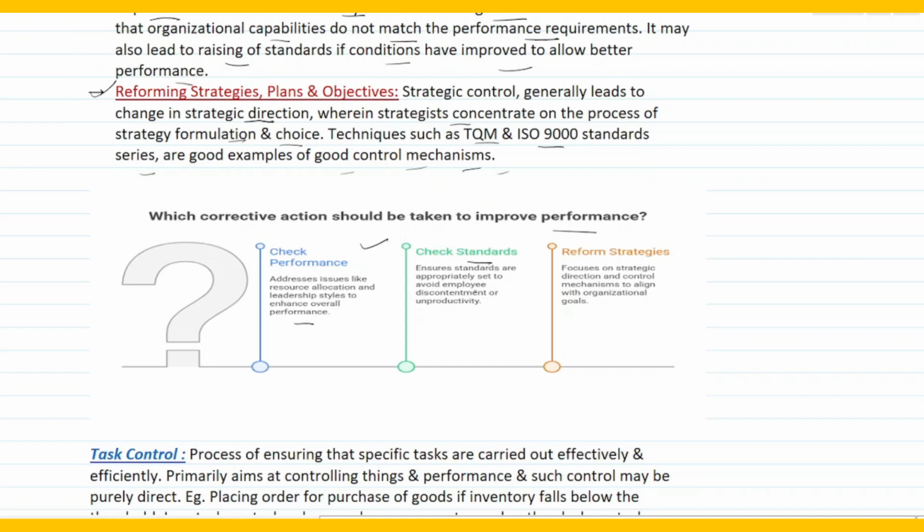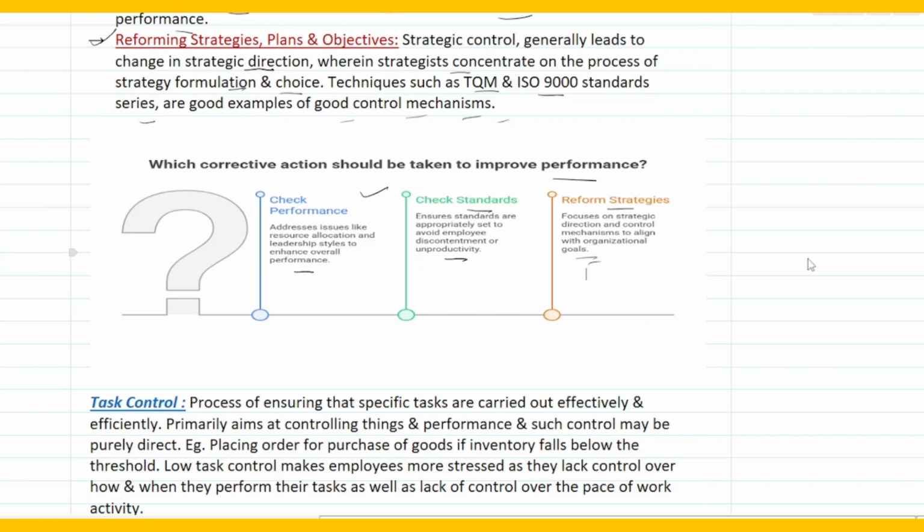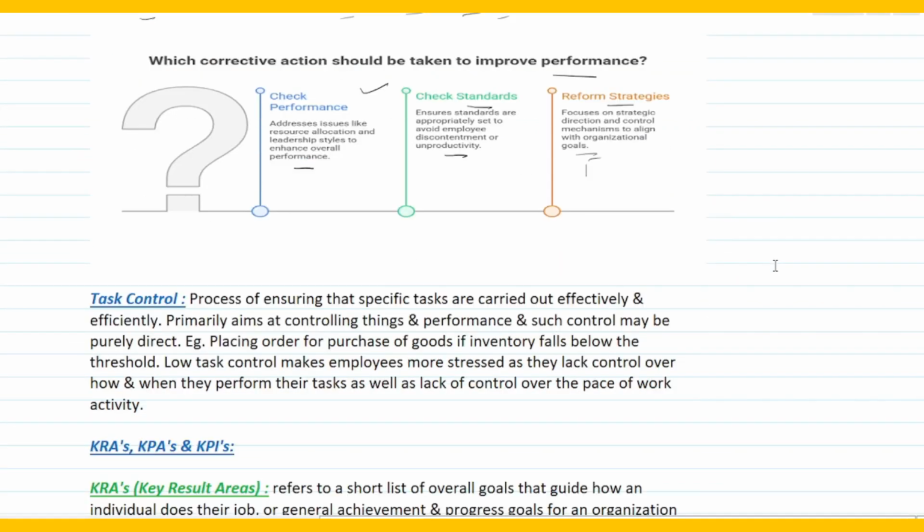You check the standards, ensure standards are appropriately set to avoid employee discontentment or unproductivity, and finally you reform the strategies, focuses on strategic direction and control mechanisms to align with organization goals, right? Then we come to the next part of the chapter, and this part talks about something called task control. This is also the last part of the chapter.